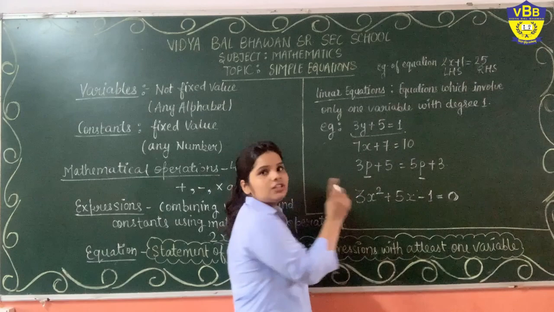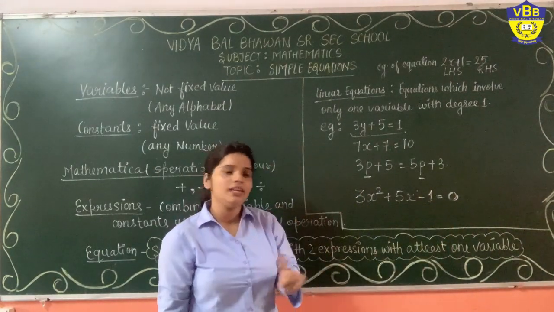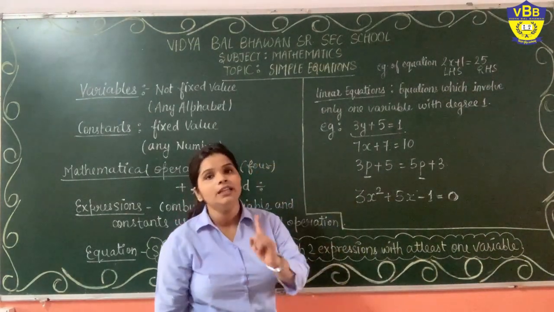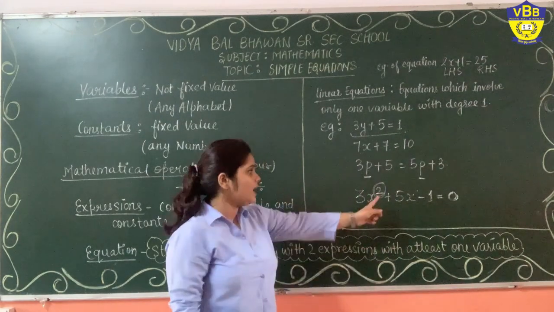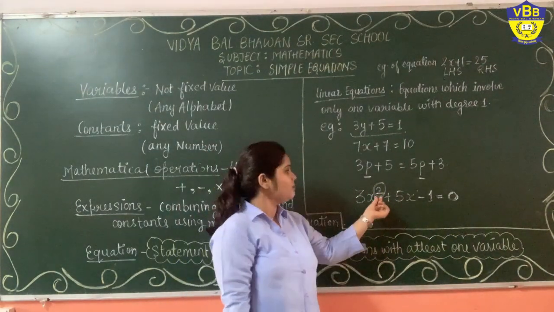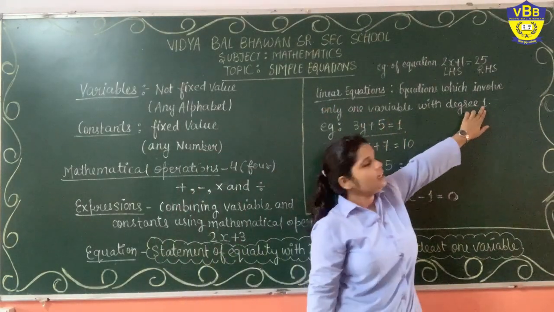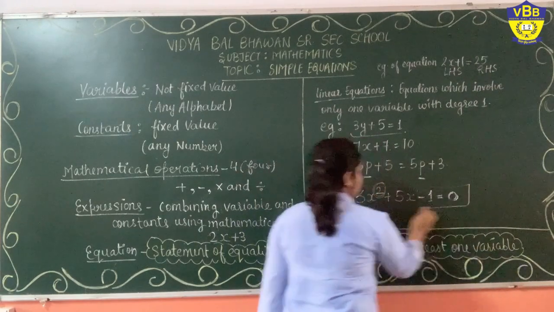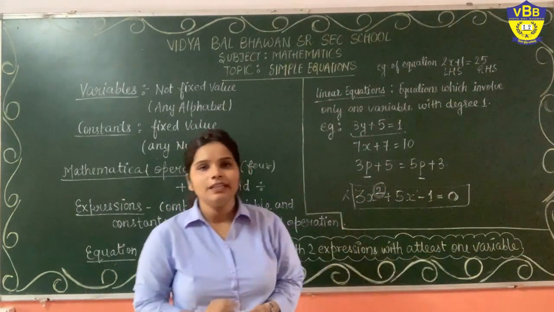This is an equation because of the sign of equality. This is an equation with one variable because it has only one variable. But this is not a linear equation because of this square. Square is the highest power of this equation. That means degree is 2, and linear equations must have degree 1 only. So this is not a linear equation. I hope this much is clear to all of you.